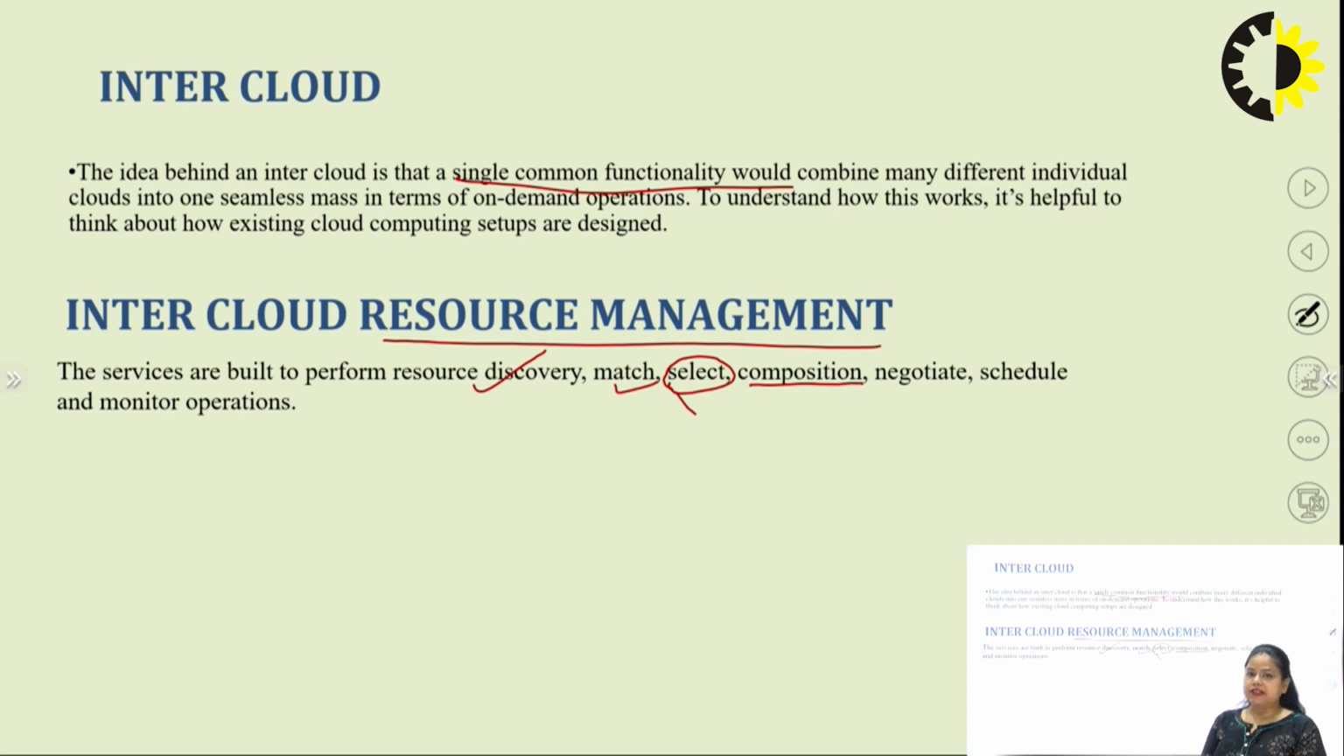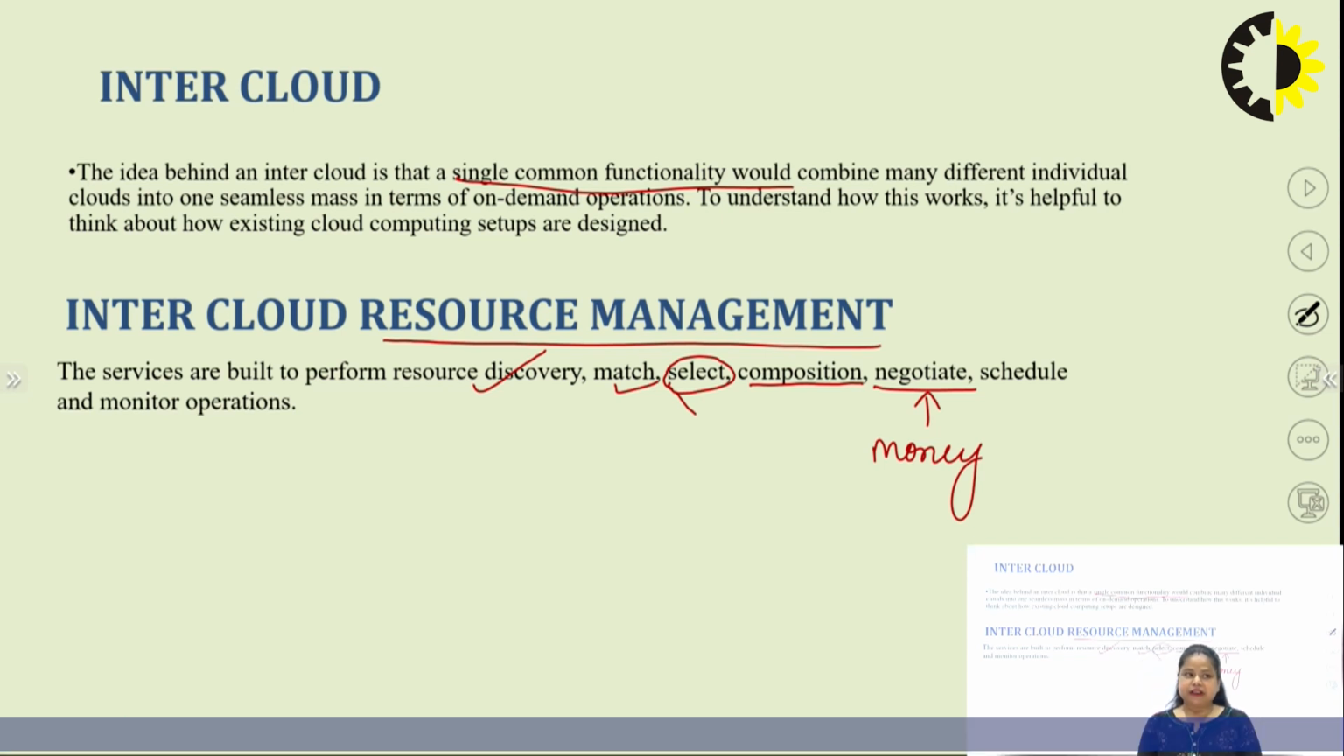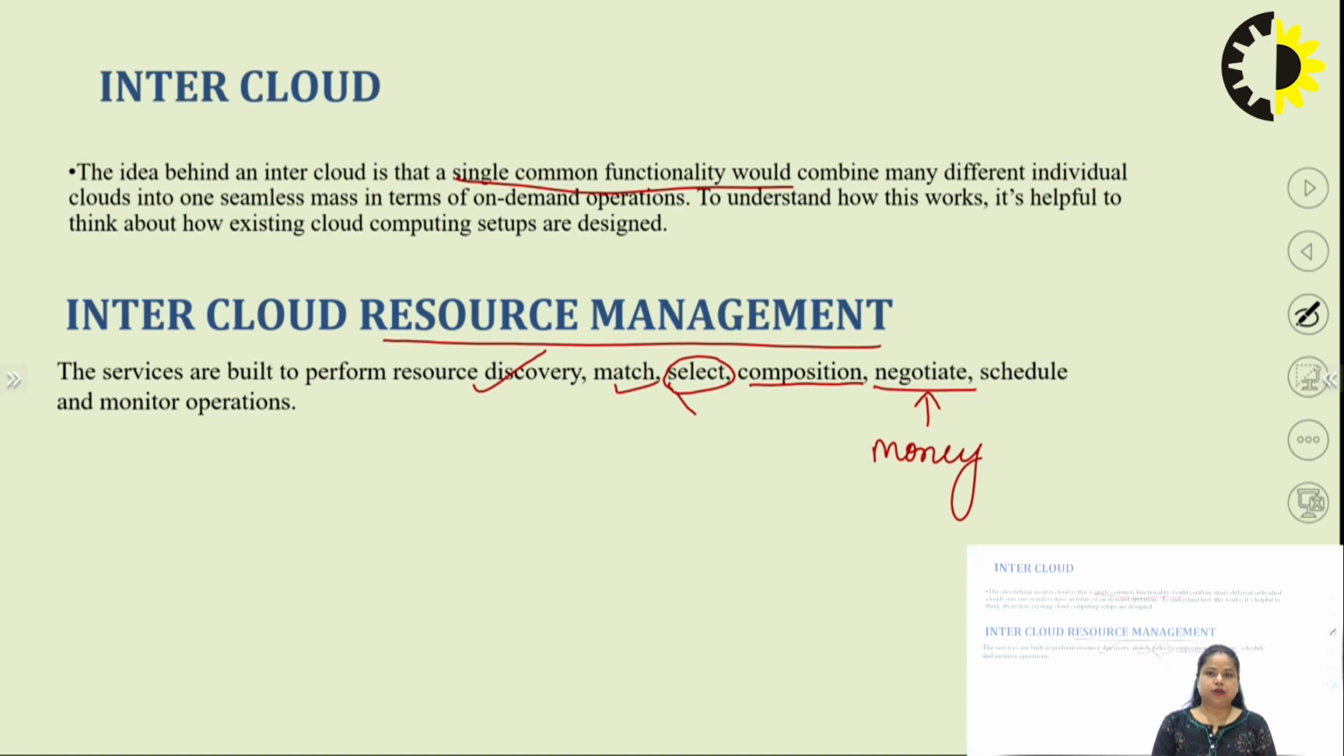Once we have done the composition of all the resources, we can do the negotiation with our customers regarding the money or the financial patterns. Once we are satisfied with the customers, and the customers are satisfied with the composition of the resources, finally we do the scheduling and monitoring of all the operations, which is how we do resource provisioning management.